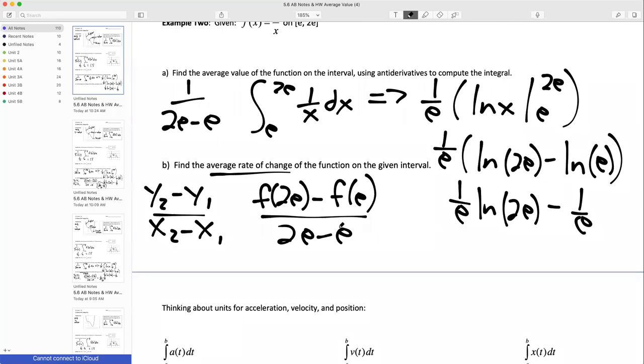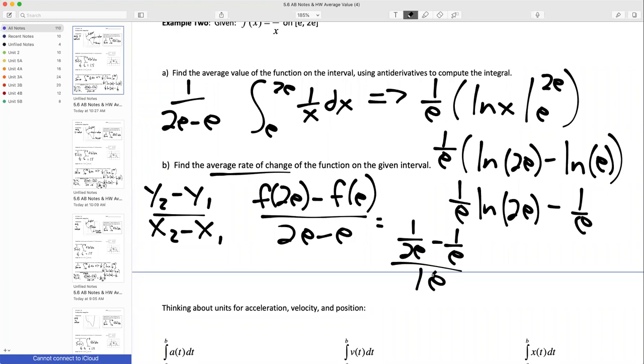So f of 2e, I'm going to take 2e and put it into my function. I'm just going to replace the x with 2e. So I've got 1 over 2e minus, I take the e and plug it in, 1 over e. And then in the denominator, I've got 2e minus e, which is just 1e.